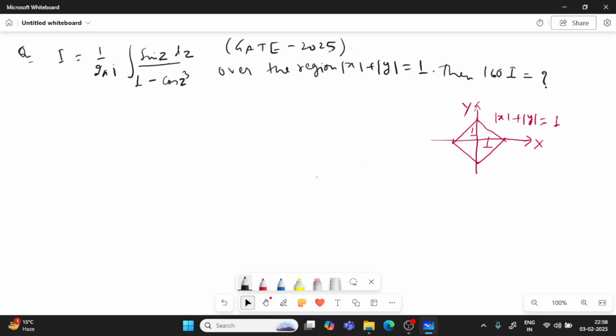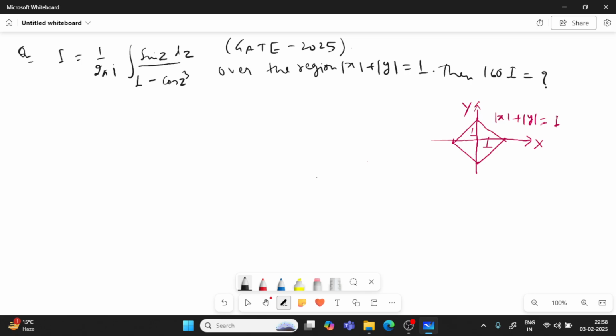So today we have a class on complex analysis, and here I am going to solve a GATE 2025 complex analysis question related to residue and pole. So let us see how we solve it. What have we been given?